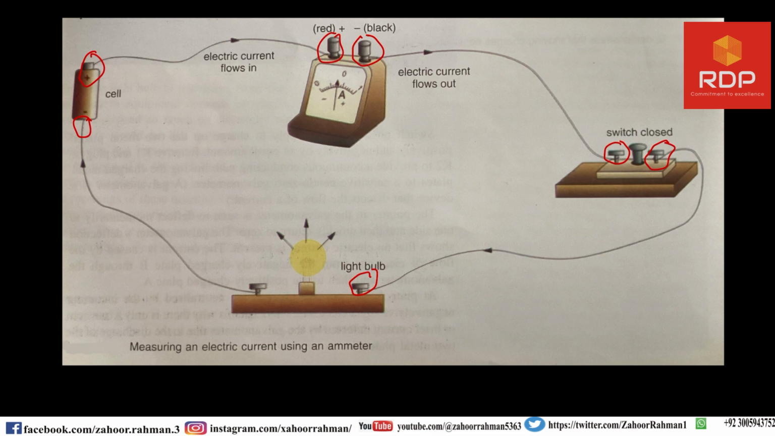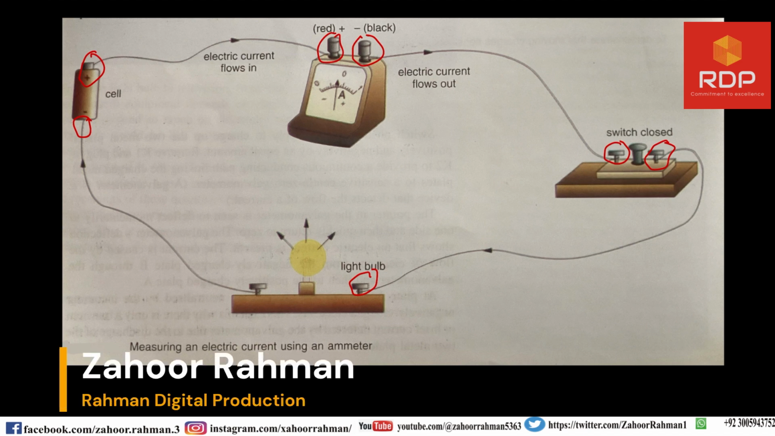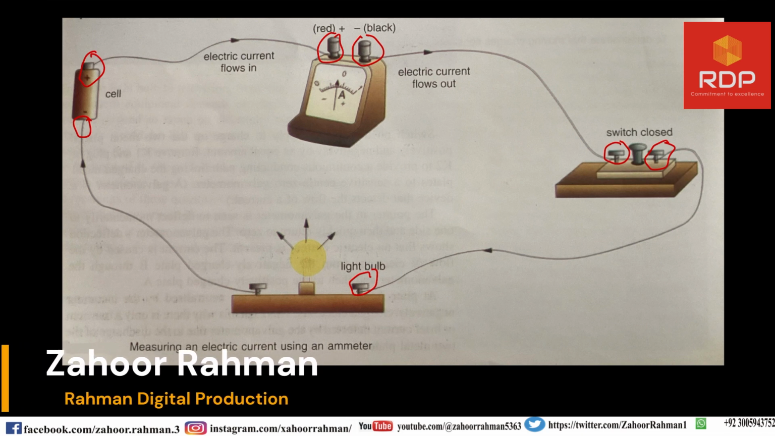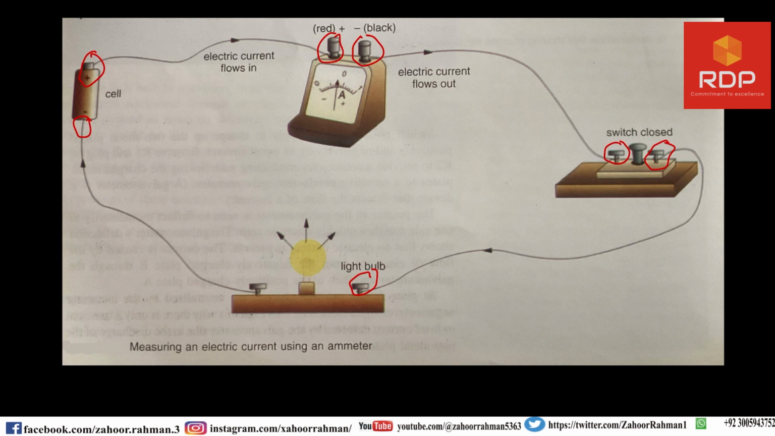So keep in mind that ammeter will always be connected in the circuit for the measurement of current in series. We will never attach it in parallel circuit. In this way, the current flows into the ammeter by the positive or red terminal, shown and labeled in the diagram, and leaves by the negative or black terminal. This is illustrated in the figure.